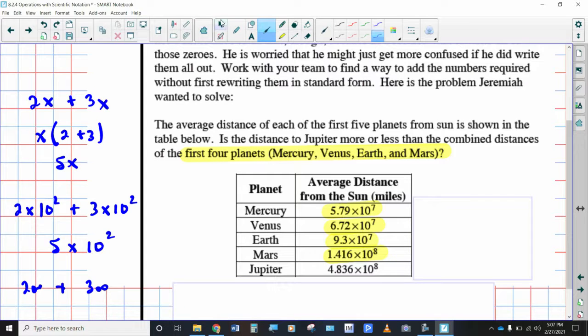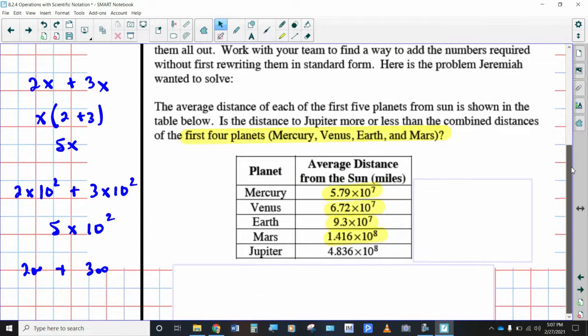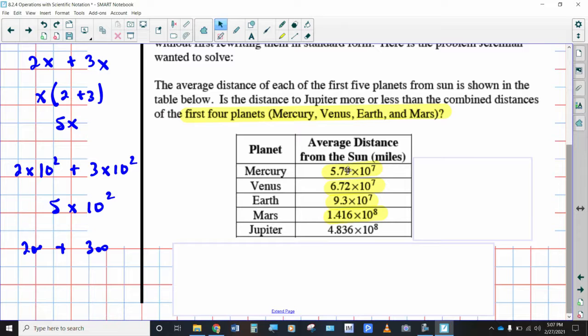Okay, so let's get to it. Let's start with 5.79 times 10 to the 7th power. If I want to borrow a power of 10 from 5.79, I'm going to have to move the decimal 1 place to the left and then move that power of 10 over to here to make that 10 to the 8th. So that becomes 0.579 times 10 to the 8th.